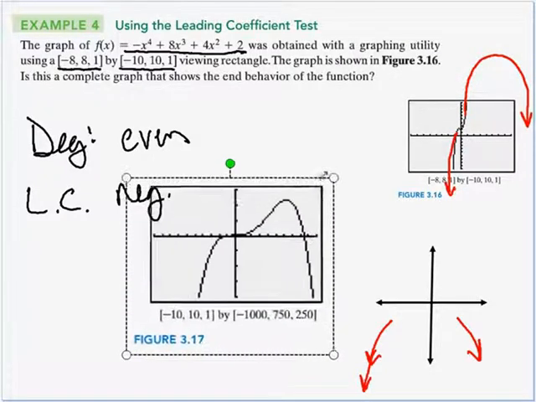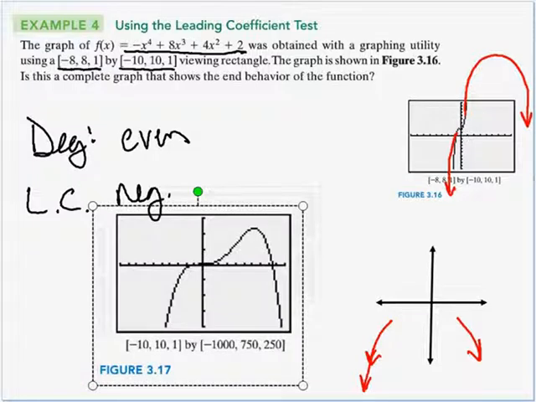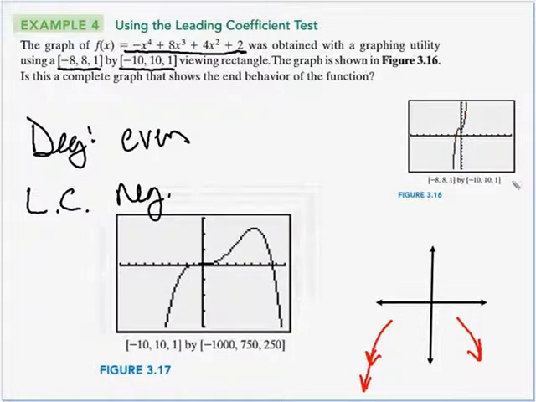And here is the same graph with a much bigger viewing window. Notice here the x-axis was 8 to -8. Now it's 10 to -10. But look at the y-axis, or this must be the x. They must have it sort of backwards there. Here it's much bigger on the x-axis, from -1,000 to 750.